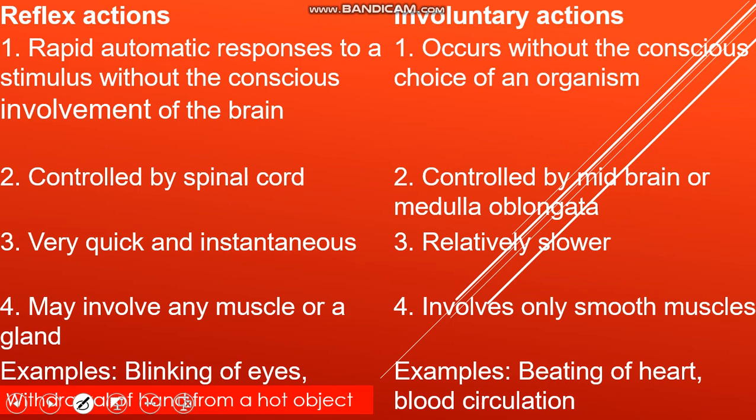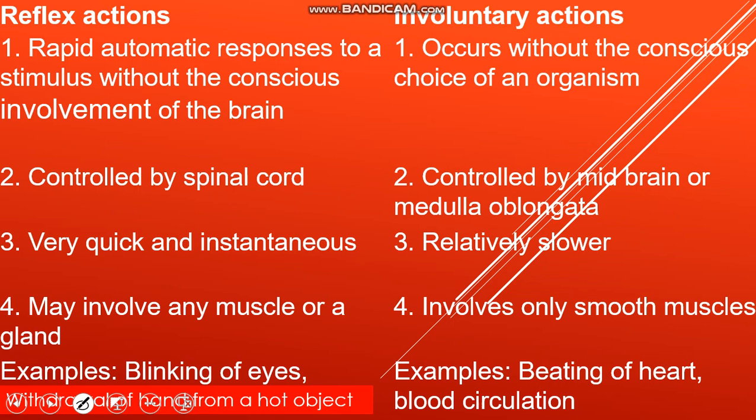Point number one simply says that reflex action needs a stimulus. Something must be there so that a reflex action might occur just to protect you. But in case of involuntary action, no stimulus is required. It just keeps going on and on and on. Point number 2: reflex actions are controlled by the spinal cord. Of course, we don't have so much time to protect ourselves to rely on the brain, that the brain will give a reply to us and then we will react on it. We just rely on the spinal cord if it's in the lower body.